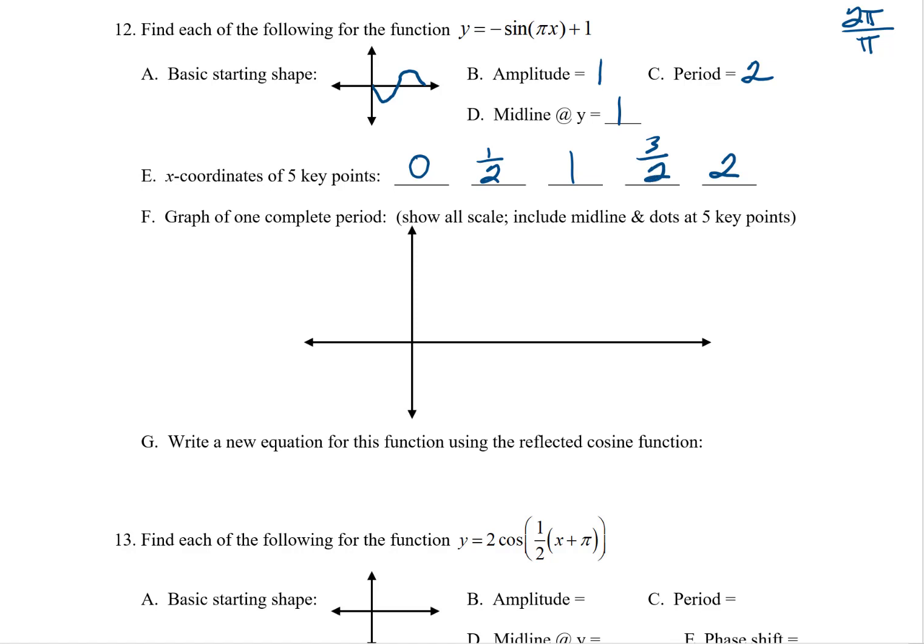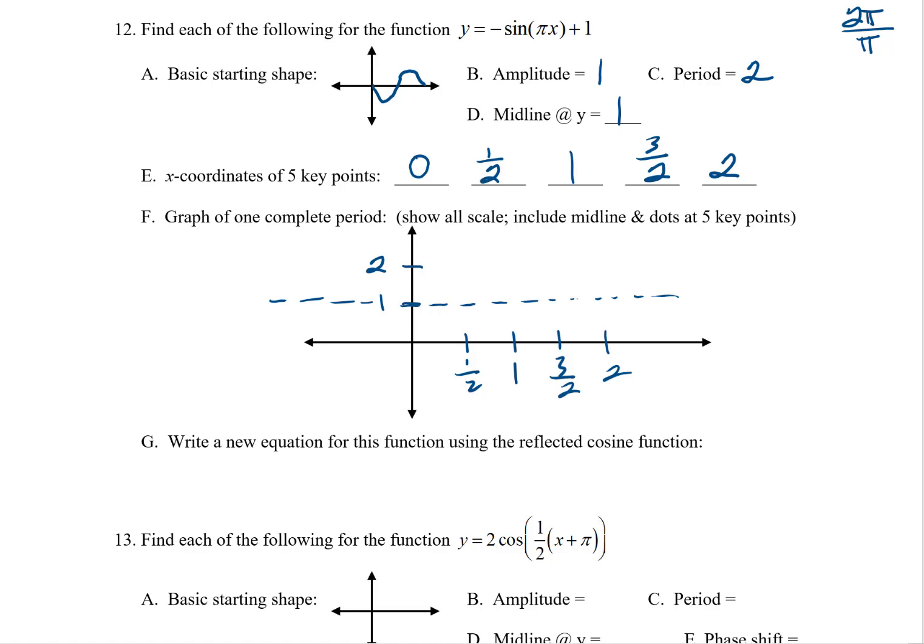Okay, so to sketch a graph, what I should do is mark on those key x values, 1/2, 1, 3/2, and 2. I should mark on enough scale to show my midline. Let's see, my amplitude is 1, so I need to go at least 1 higher than that. I do want to show the midline. We do that as a dashed horizontal line. And then all I have to do is put on the valley and the hill.